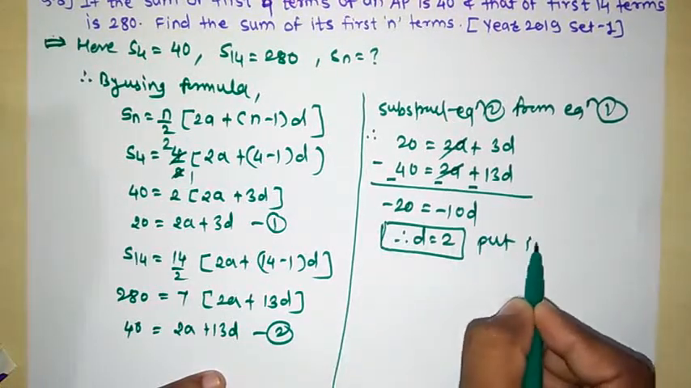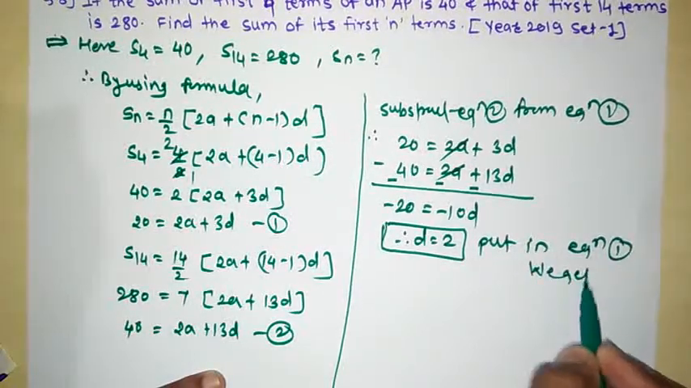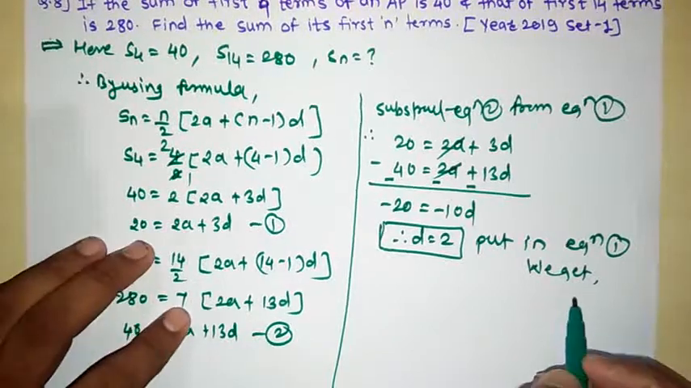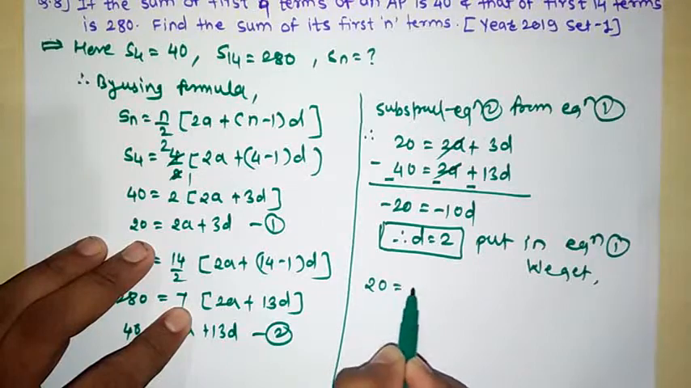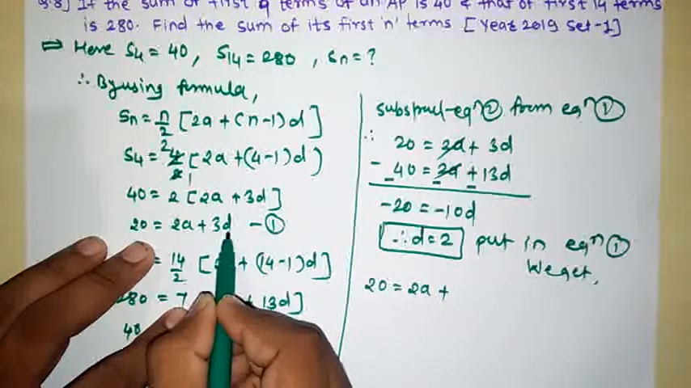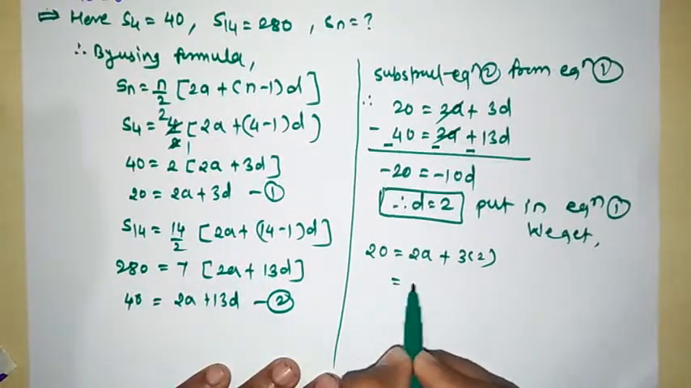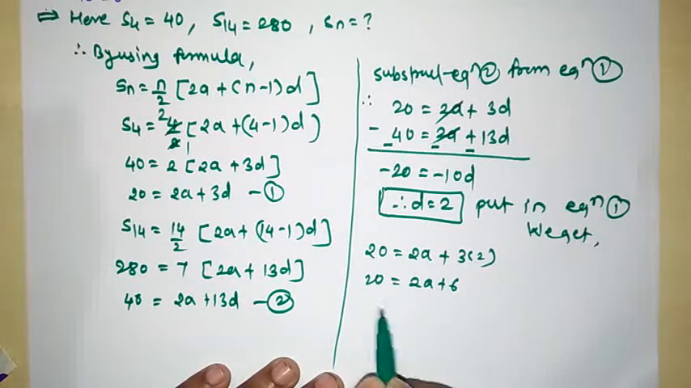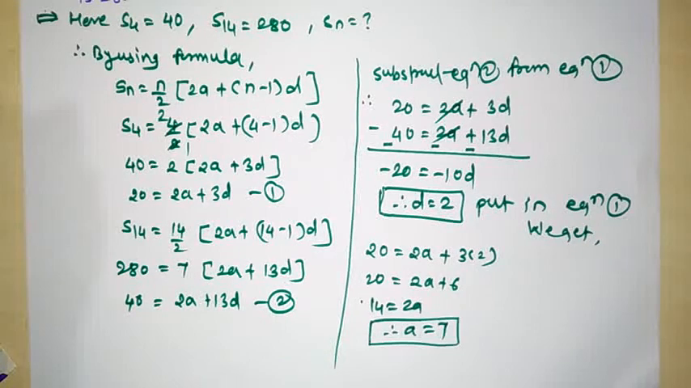Put it in equation 1. We have to put the value of d is equal to 2 in equation number 1. 20 is equal to 2 into a plus 3 into d. Instead of d we have to write 2, that is 3 into 2, which is equal to 2a plus 6 is equal to 20. Now send this 6 towards the left hand side, it will become 20 minus 6 is equal to 14 is equal to 2a. Therefore a is equal to 7. We got here a is equal to 7 and d is equal to 2.